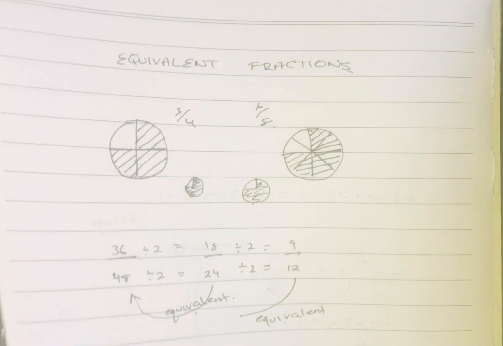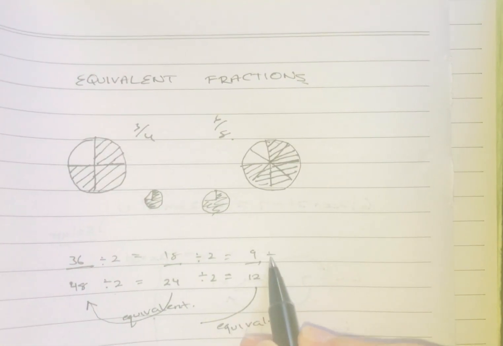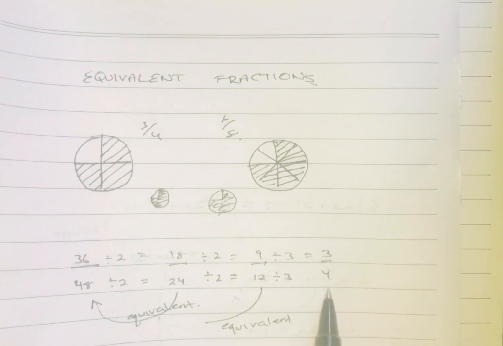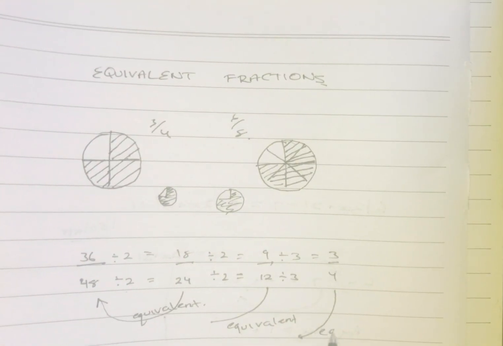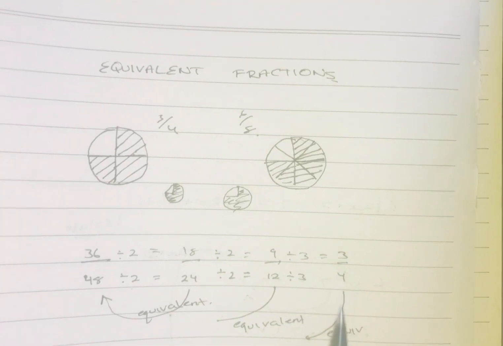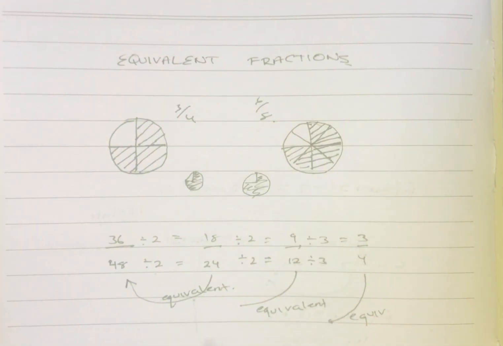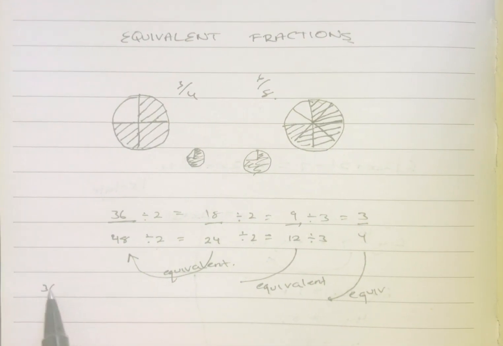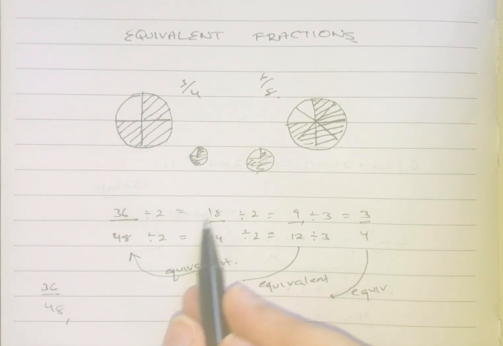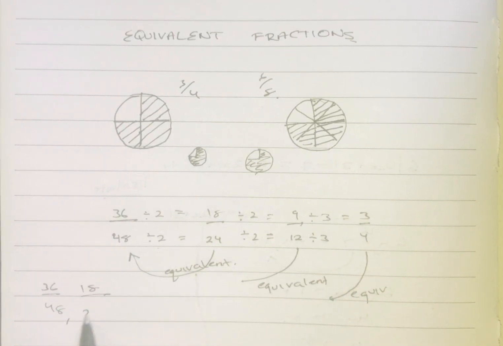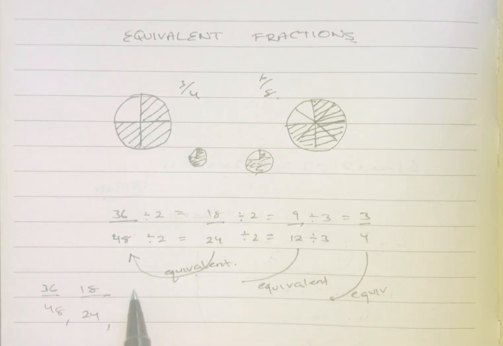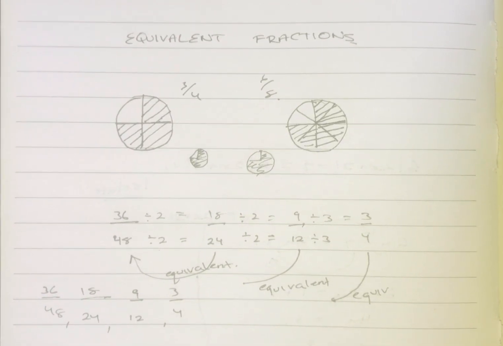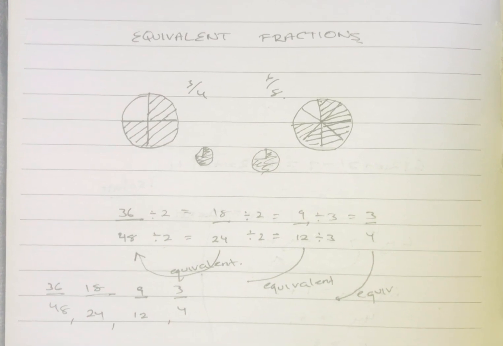And if you still want to simplify it further, you divide by 3, divide by 3. You're going to get 3 over 4. So even 3 over 4 is an equivalent fraction. It cannot be simplified further. So the equivalent fractions we got through this simplifying process were 36 over 48, 18 over 24, 9 over 12, and 3 over 4.